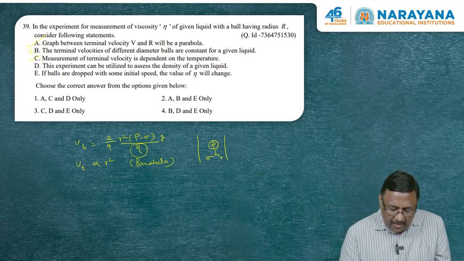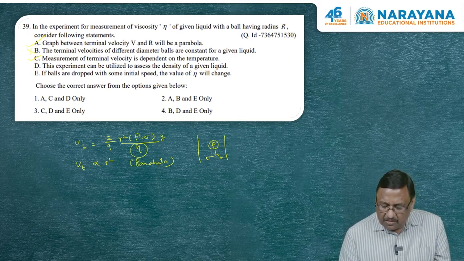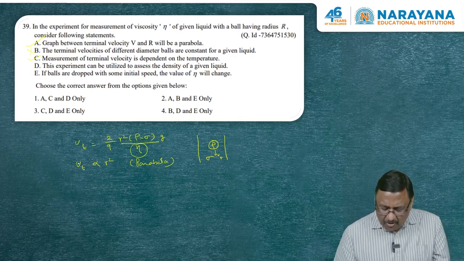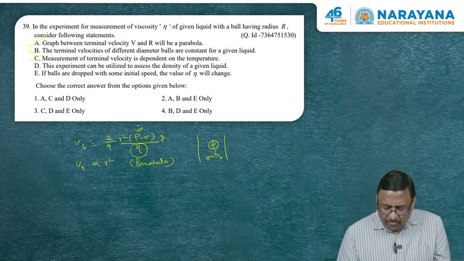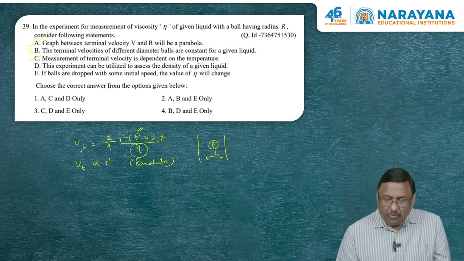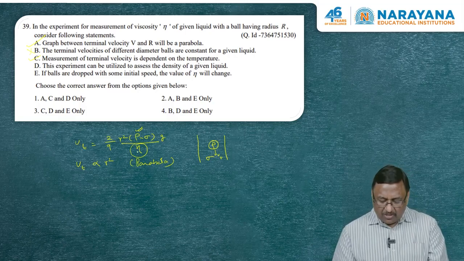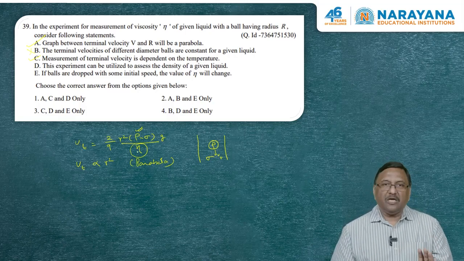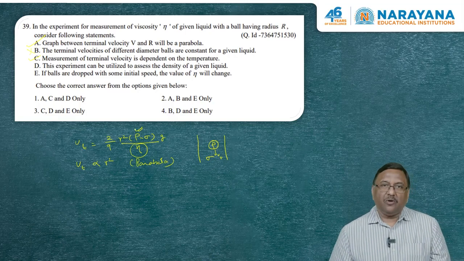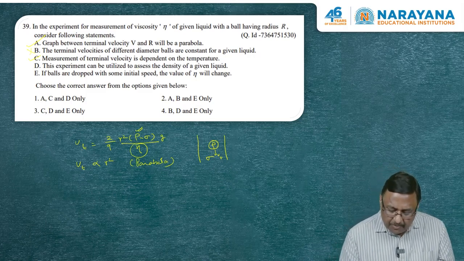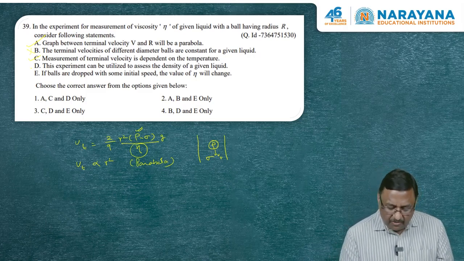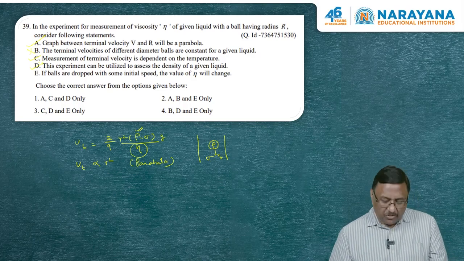D, what he is saying here, this experiment can be utilized to assess the density of a given liquid. Yes, because it depends on my density. Suppose I know the terminal velocity of two bodies coming down in a liquid. If I know the terminal velocity and the coefficient of viscosity, easily we can find the density of the liquid here. So yes, this experiment can be utilized to assess the density of the given liquid. Correct, D should be the right one.